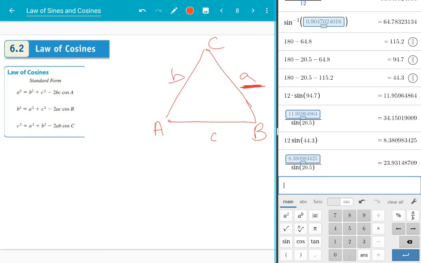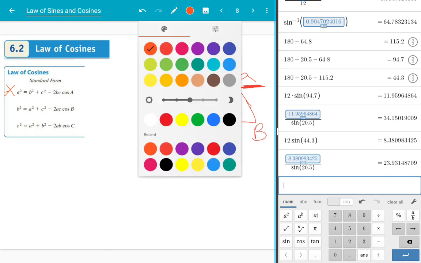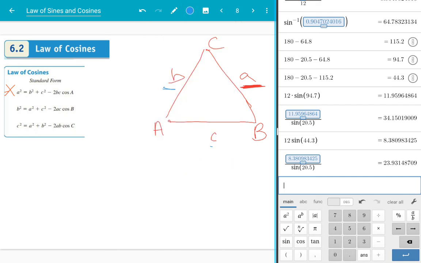So you're going to follow this one, and a good way of remembering the formula without memorizing it with the A and the B and all that stuff is to think of it this way: you're taking the square of the other two sides.